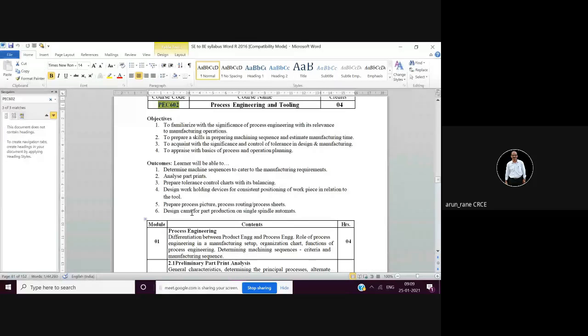So if you want, you can take the screenshot of this objectives and outcomes, because the observation was last time in the oral we asked what is the course objectives and what is the course outcomes during the oral, and few students were not able to tell what is the course objectives and what is the course outcomes. So if you have any doubts in this, you can please ask.